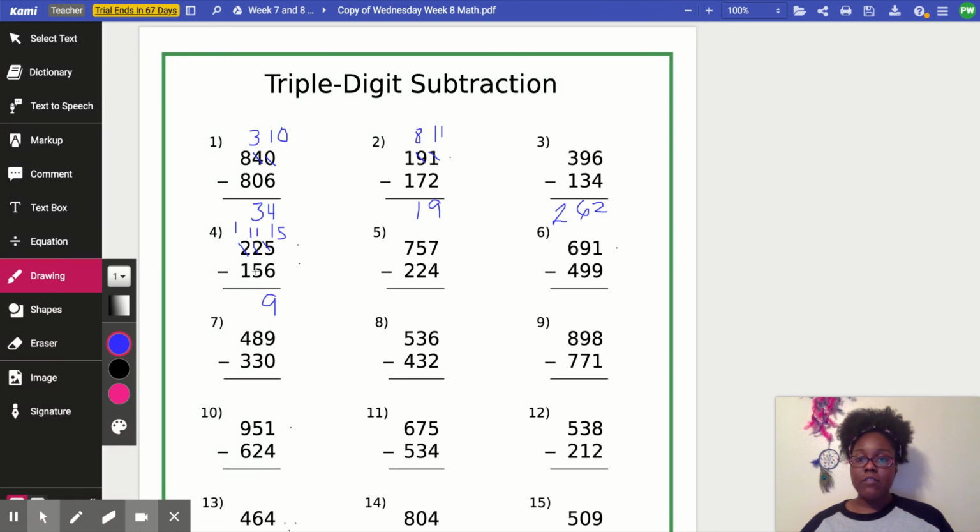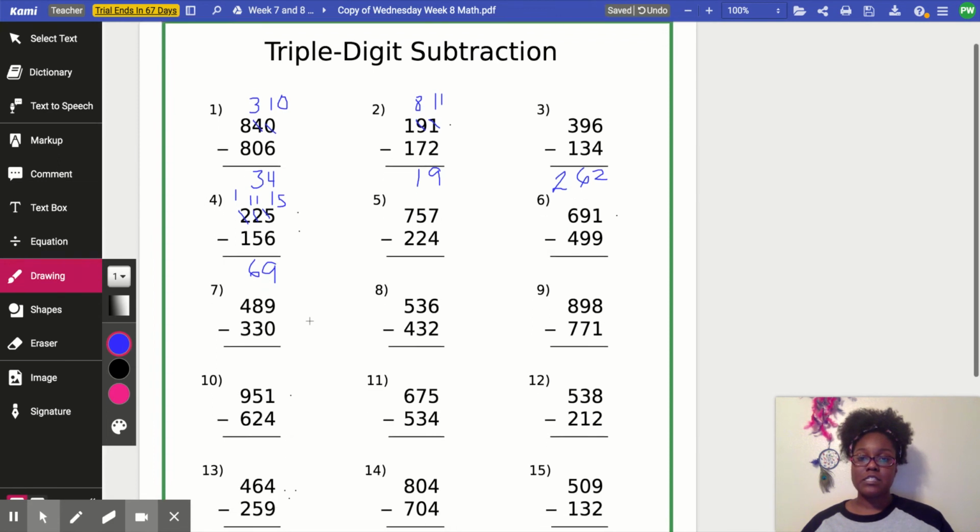Now I'm going to do 11 minus 5, and that gives me 6. And 1 minus 1 is 0. The difference is 69.